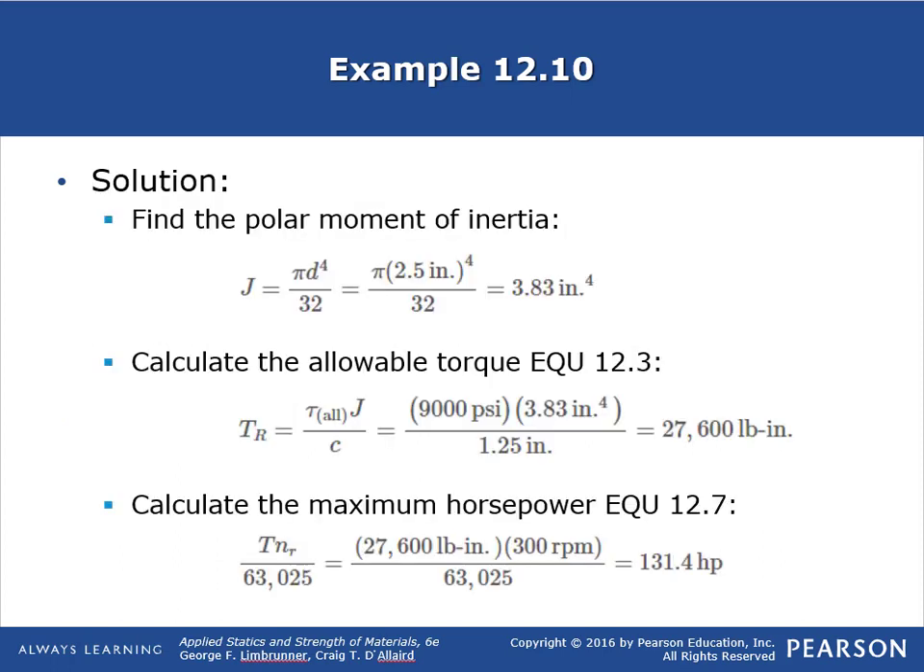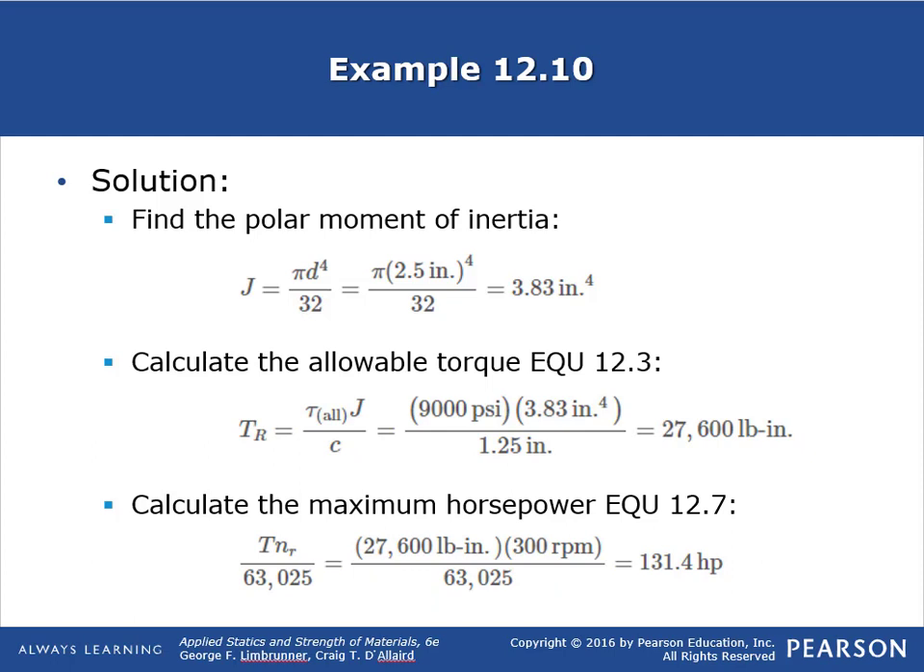Our solution is, first, we find the polar moment of inertia using pi d to the fourth over 32. Next, we calculate our allowable torque based on equation 12.3: allowable torque equals the allowable stress times J divided by C. Then we go into equation 12.7 and calculate our maximum horsepower, and we get 131.4 horsepower. So our 2.5-inch solid steel shaft can, with this allowable torque, transmit 131 horsepower.